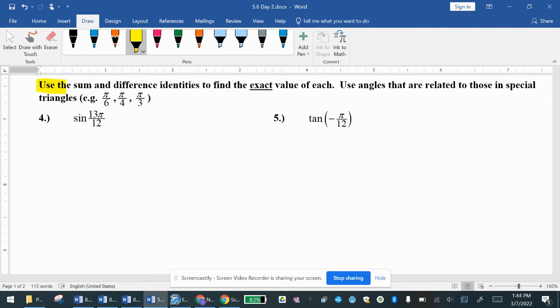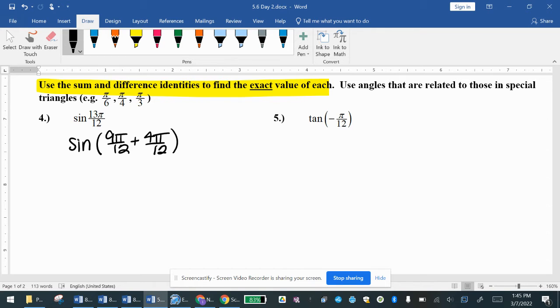Okay, so it says use the sum or difference identities to find the exact value of each. Use angles that are related to those in special triangles. Okay, so we've got sine of 13 pi over 12. So you just need one combination of angles with a denominator of 12 that will give you 13. So I chose 9 pi over 12 plus 4 pi over 12. Okay, and remember 9 pi over 12 plus 4 pi over 12 is 13 pi over 12.